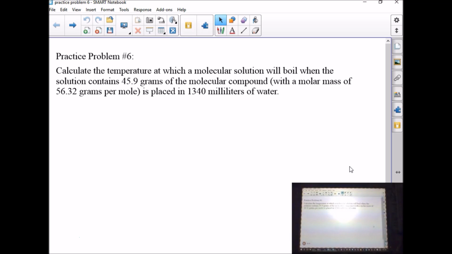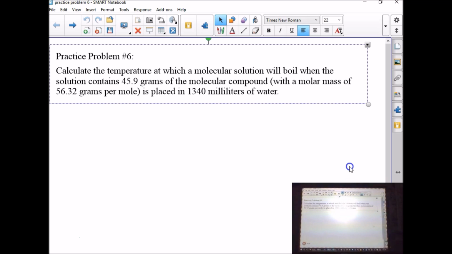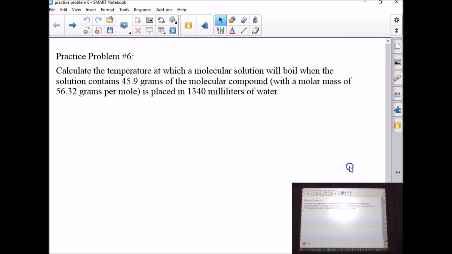Question asks, calculate the temperature in which a molecular solution, so is this ionic or molecular? The reason why I ask that is because some will ask, is this a molecular compound or an ionic compound? And I will say it's molecular since it says that. Will boil when the solution contains 45.9 grams of the molecular compound, which we don't know about, don't care about, because it gave the molar mass as 56.32 grams per mole, is placed in 1,340 milliliters of water.